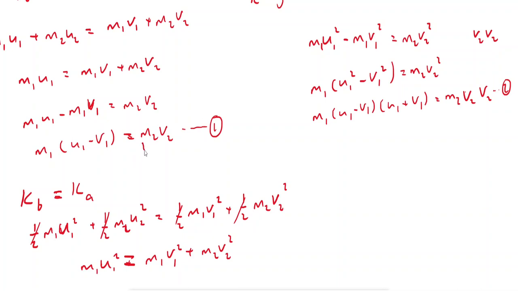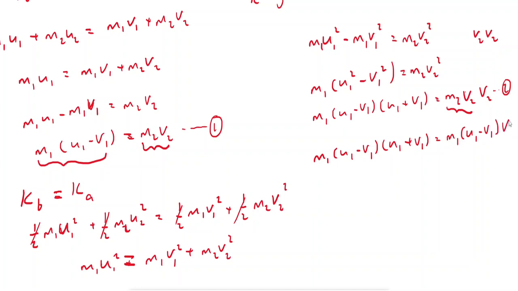Now, if you check here, where I see m2 v2, which is this part here, I can actually substitute this. So if I do that, I have m1 u1 minus v1 u1 plus v1 equal to m1, because I'm substituting that u1 minus v1 and then v2. So you can see that m1 is going to cancel this m1, and then u1 minus v1 is going to cancel, so I just end up with u1 plus v1 equal to v2. You can call this equation 3 if you want.